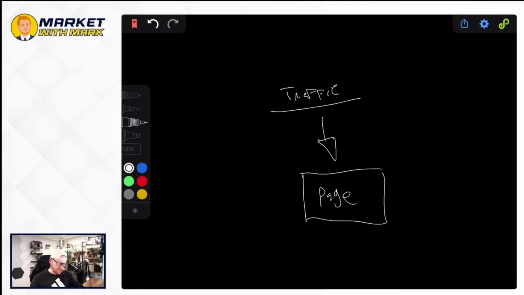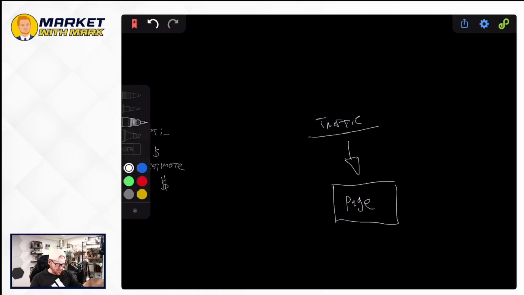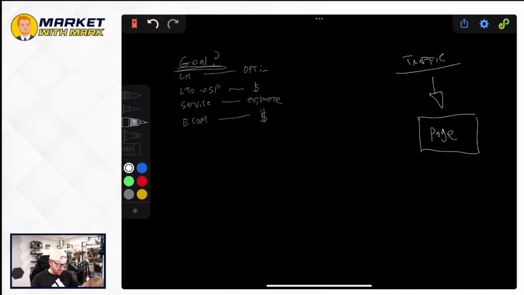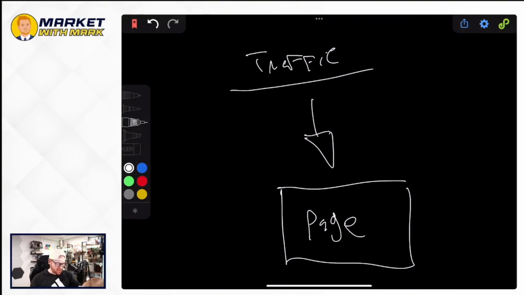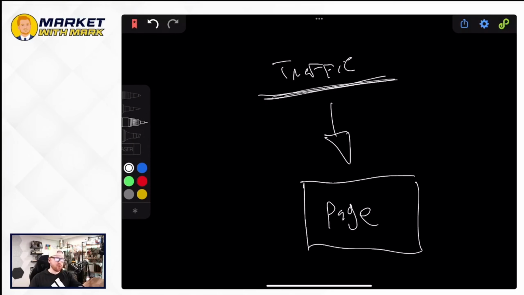That's another thing we want to understand, because we cannot create effective creative if we don't understand what our goal is, and we don't understand the place of our ads as our primary traffic engine in our overall funnel.